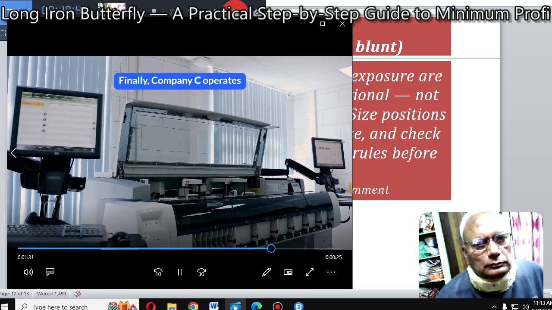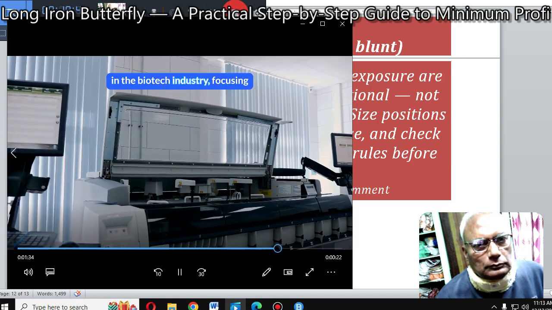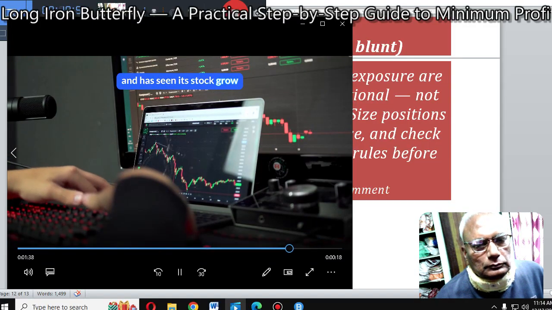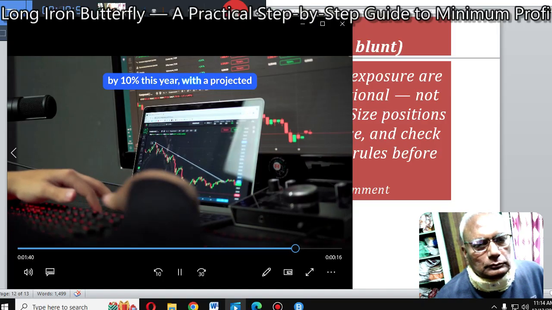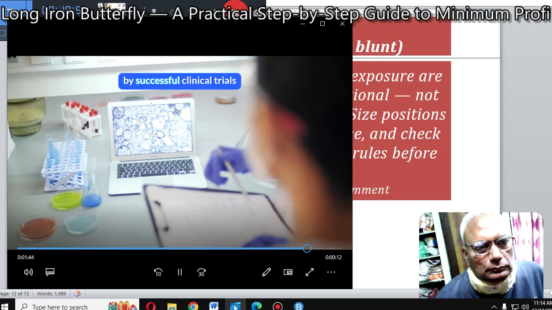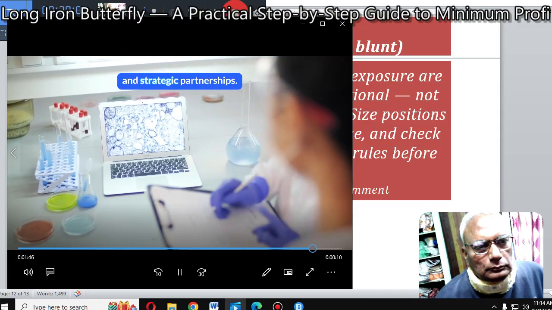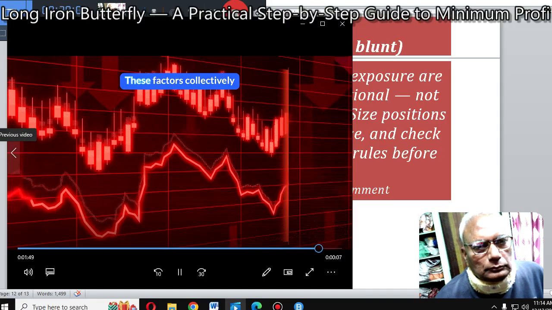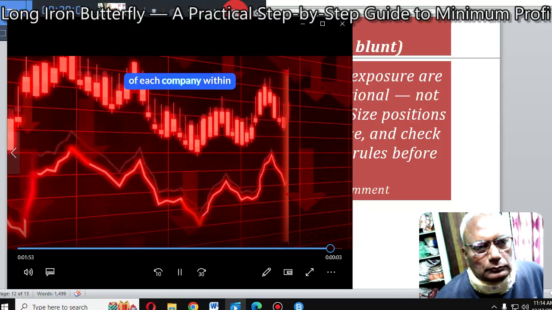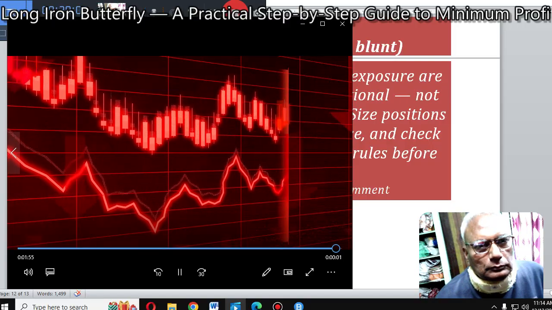Finally, Company C operates in the biotech industry, focusing on innovative treatments, and has seen its stock grow by 10% this year, with a projected target price of $38, driven by successful clinical trials and strategic partnerships. These factors collectively highlight the growth potential of each company within their respective sectors.